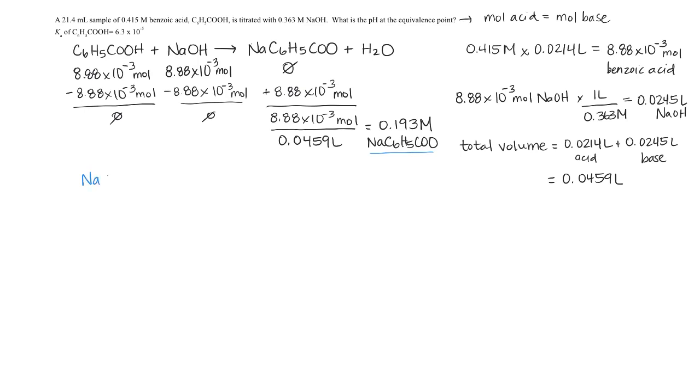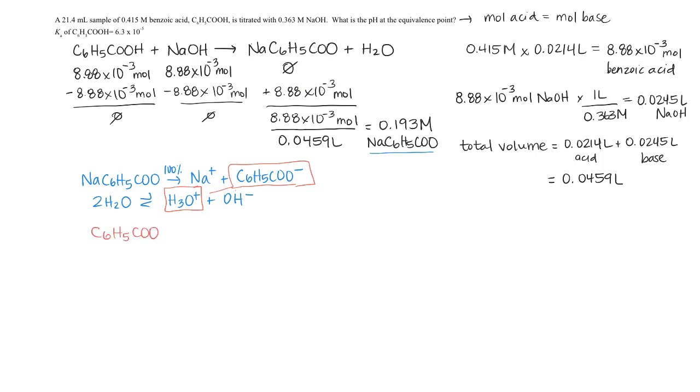So the sodium benzoate will dissolve or dissociate 100% to produce sodium ions and benzoate ions. And we have water that will self-ionize into hydronium and hydroxide ions. The conjugate base of the weak acid will react with the hydronium ions produced by water in a hydrolysis reaction to reform benzoic acid and hydroxide ions.